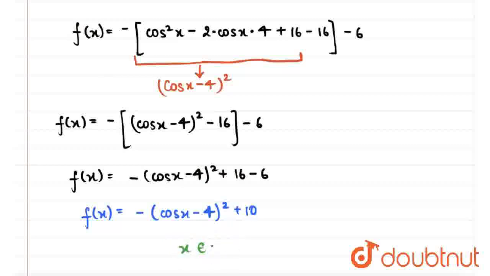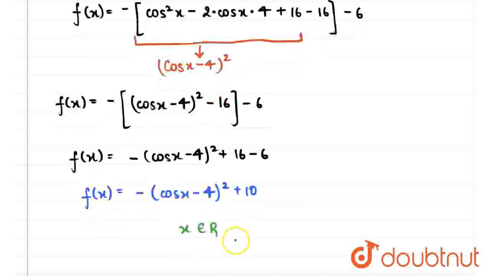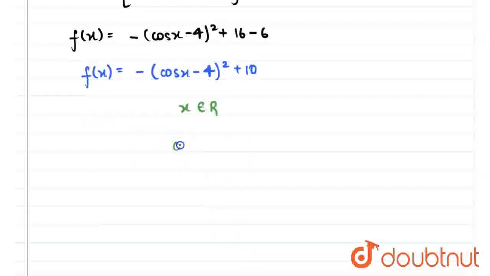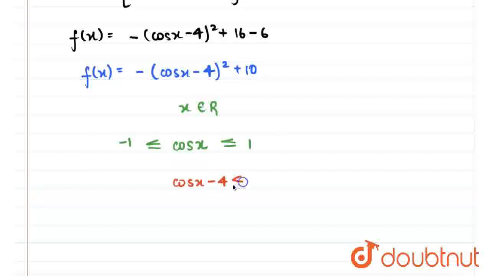Now if x belongs to all real, what is the maximum and minimum range for cos x? The cos x lies between -1 to 1. The range for cos x is -1 to 1. Now from here, if we subtract 4 from cos x, that is cos x minus 4, what would it be? It would be from -5 to -3. The range would be from -5 to -3.